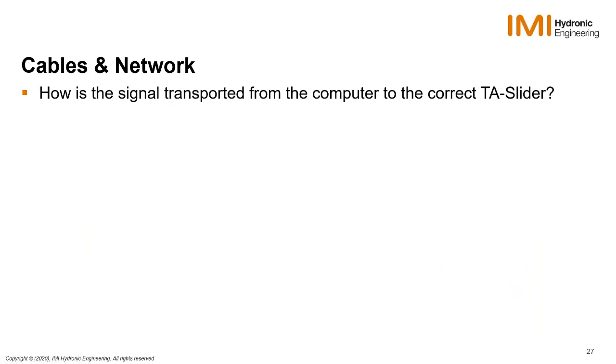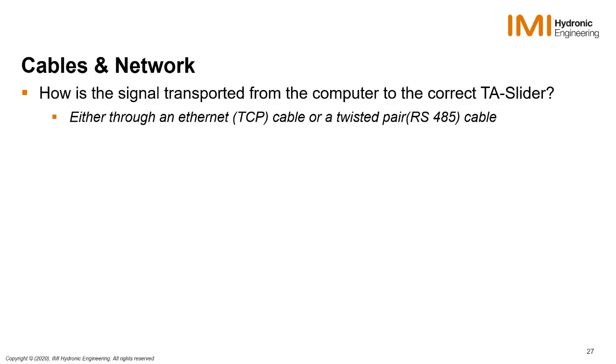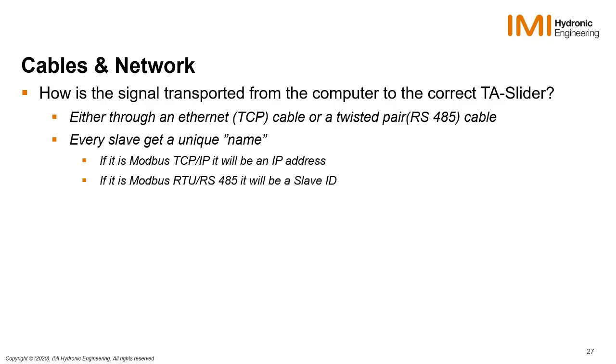So we had our question here at the beginning of the webinar. How is the signal transported from the computer to the correct TA-Slider? So either it's through a TCP or Ethernet cable or a twisted pair cable. And every slave will have a unique name. So the master will know this unique name. And if it's a TCP, it will be an IP address. And if it's RTU, it will be the slave ID instead.